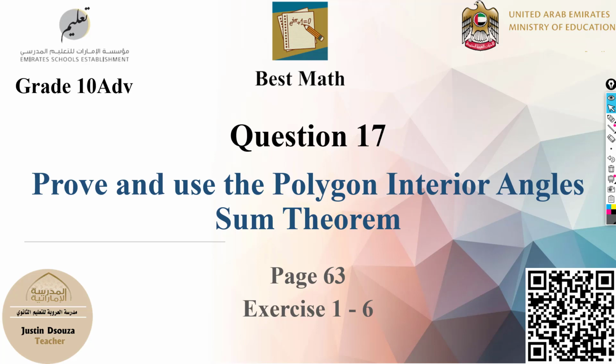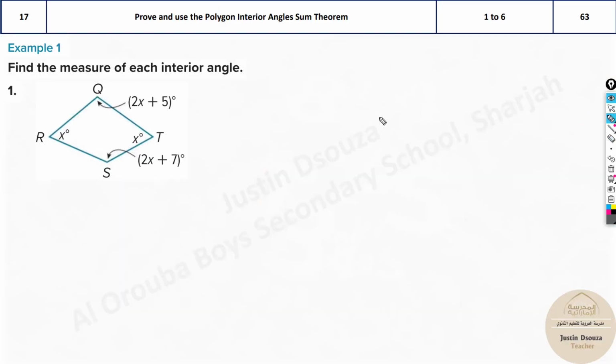Question number 17 is about interior angles of a polygon. Here we have to prove and use the polygon interior angle sum theorem. This is a simple formula. We'll look into a problem and solve. I hope you remember this formula, that is n minus 2 times 180. What does this give? This gives the interior angles, all the inside angles. The sum of all the inside angles is given by this formula.